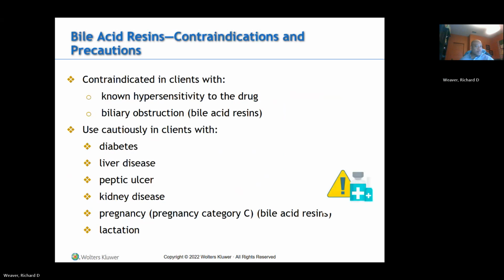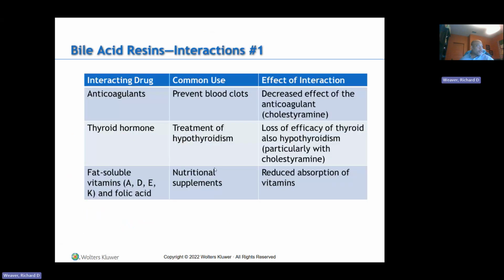All right. So take a look at your interaction table. For example, the anticoagulants, we know that it is commonly used to prevent blood loss. And what effect does it have when it's given together? It decreases the effect of anticoagulants, and more specifically, the cholesterol-lowering drug cholestyramine will cause a decreased effect of the anticoagulant. So in other words, these patients may develop blood clots if given together. All right. So they're very particular.